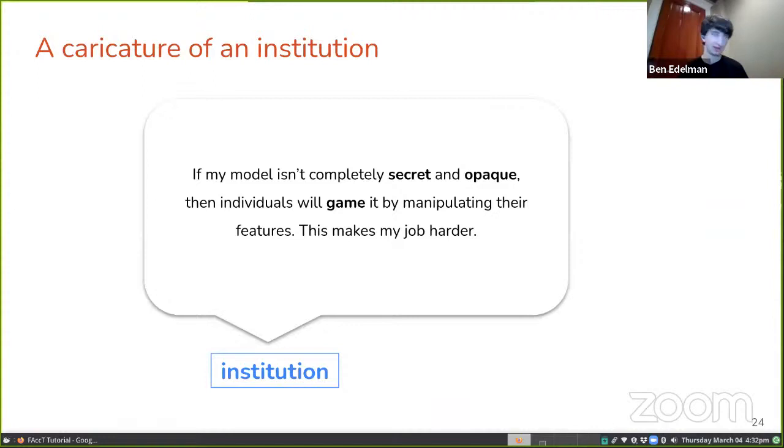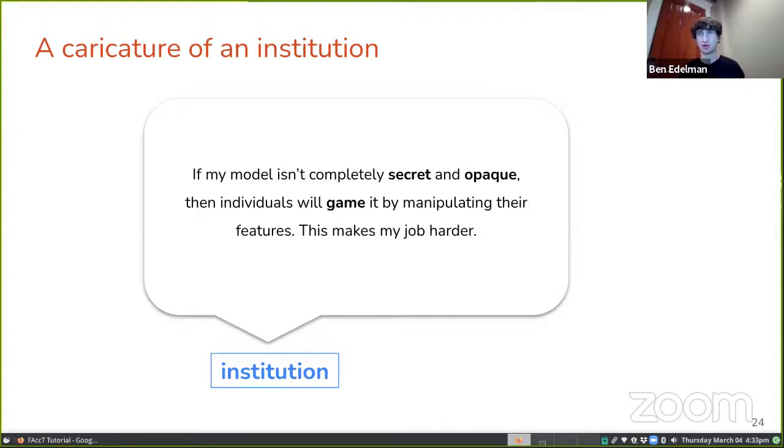So let's begin with a sort of caricature of what an institution may be thinking when they're faced with the strategic prediction scenario. They might say that if my model isn't completely secret and opaque, then individuals will game it by manipulating their features. This makes my job harder.